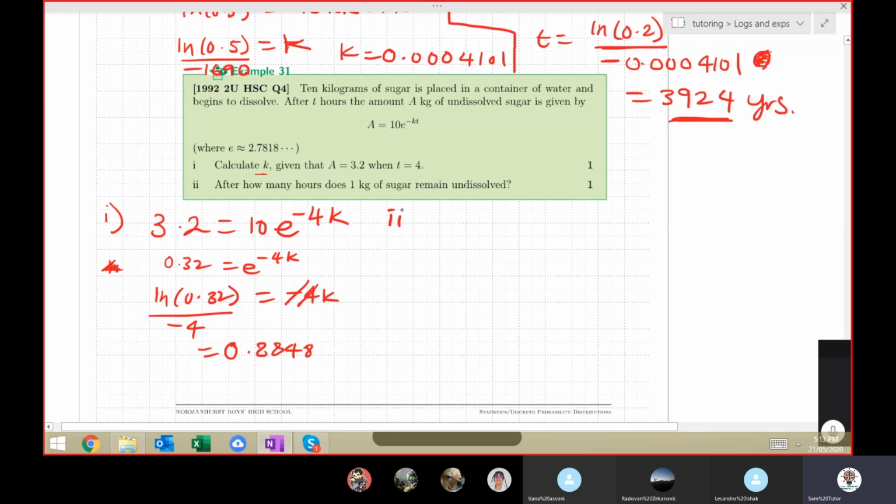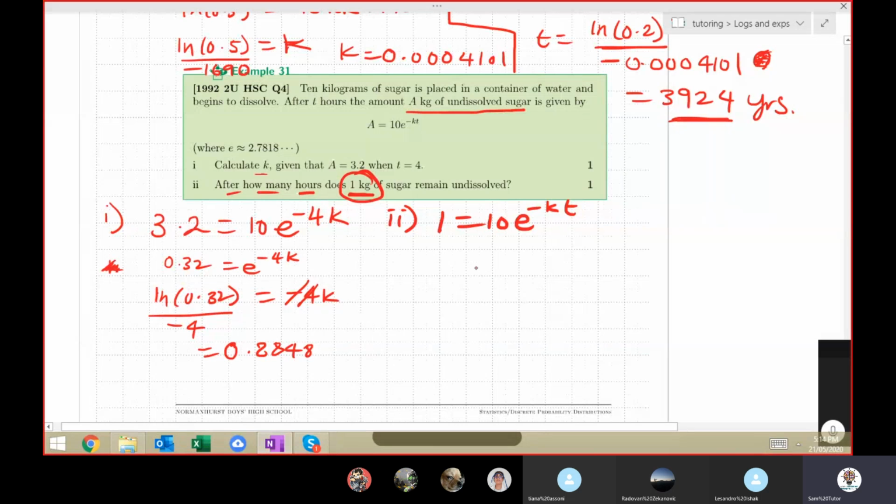Part double i says, after how many hours does 1 kilogram of sugar remain undissolved? So where do I put the 1 kilogram of sugar remaining undissolved? Where does 1 go? A. So 1 equals 10e to the negative k t, where k you already know what it is. That's a constant, it doesn't change. t is what you want to find, after how many hours, and that's the only variable you've got.